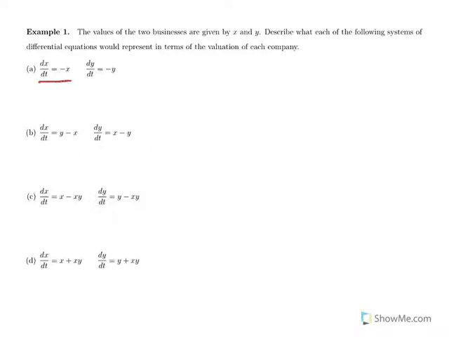This is the simplistic idea here that the derivative of x, the change in x, has only something to do with x. It doesn't have anything to do with y. And similarly, the change in y has only something to do with y. So these two companies don't affect each other. These two businesses do not affect each other.